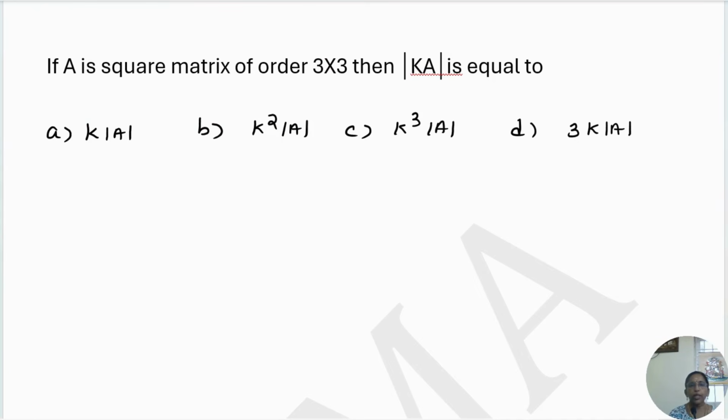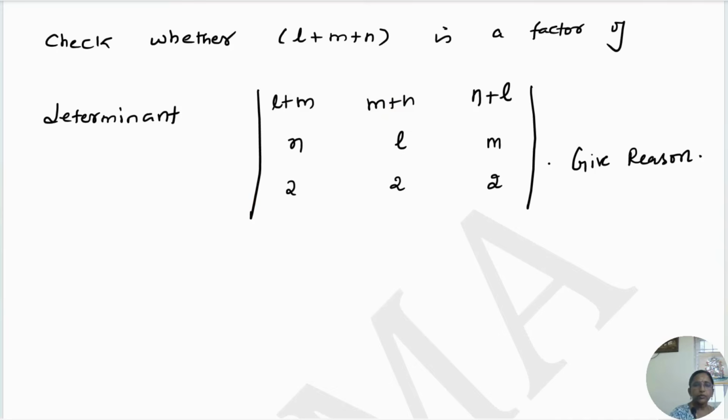If A is the square matrix of order 3 cross 3, then determinant of kA is equal to k power n into determinant of A. Here order is 3, so k to the power 3 into determinant of A. So option C is our answer.